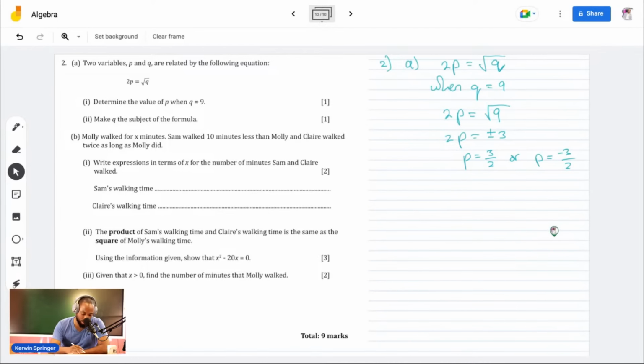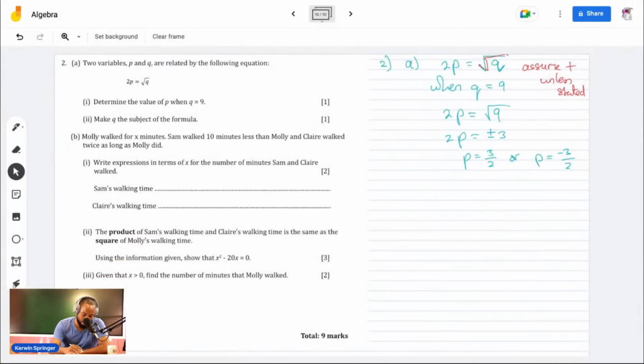Now, usually people make a big thing out of this, right? Like if you don't put this, you're supposed to lose a mark. But usually in CXC, and I think I saw this in the syllabus, when you have the square root symbol, you assume positive unless stated. And when they want you to assume positive or negative, they'll usually do this, plus or minus. So, yeah, there's a little caveat there. But if you're feeling the heebie-jeebies, and I would, put in the negative as well.